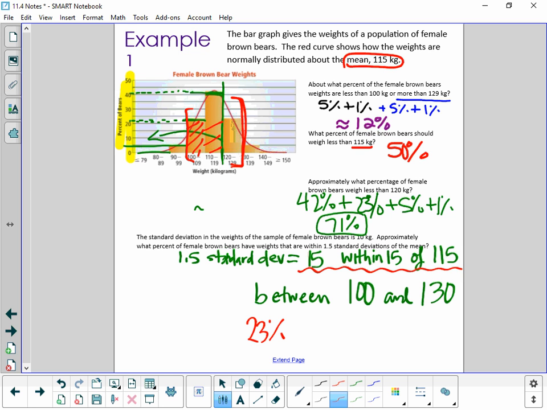The middle one looks to be about 42%. And this far right one here would be about 23%. Wow. So if we add that up, we get 65, 88%. So we would expect 88% of the bears to be within 1.5 standard deviations of the mean.